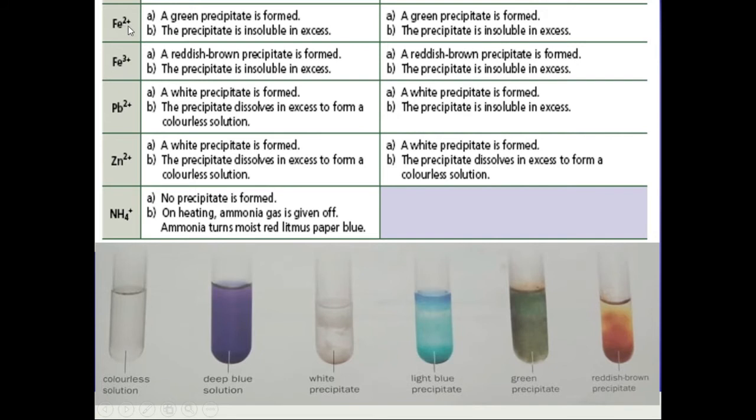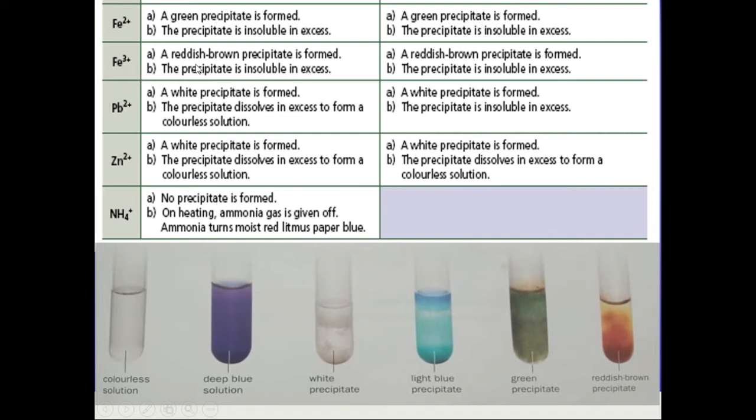So in case of ferrous ion, on adding few drops of sodium hydroxide solution, we will get green precipitates. You can see green precipitates over here. On adding excess of sodium hydroxide solution, the precipitate remains insoluble. And the same is the case when we add a few drops or excess of aqueous ammonia.